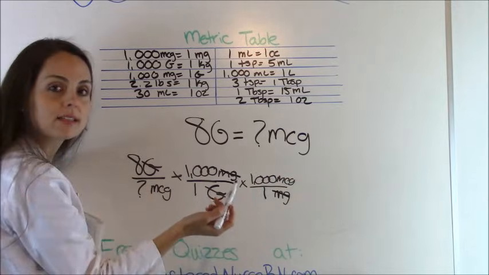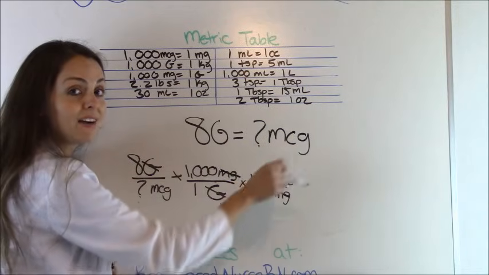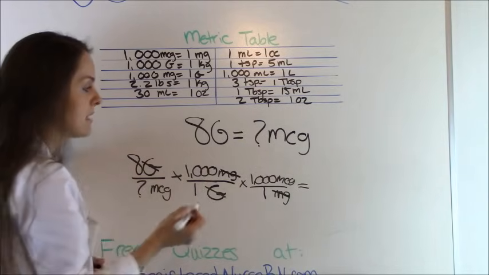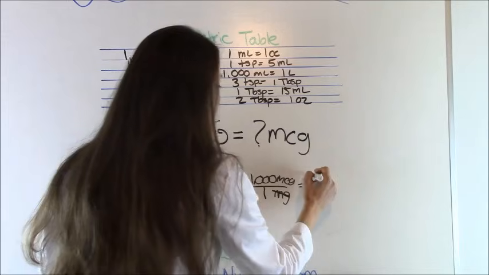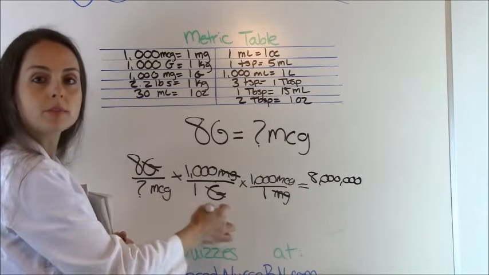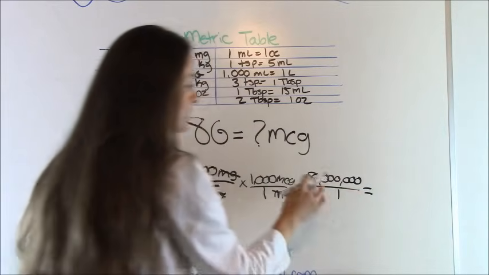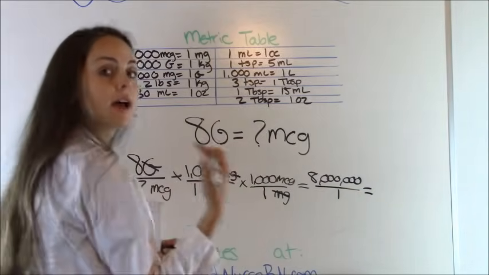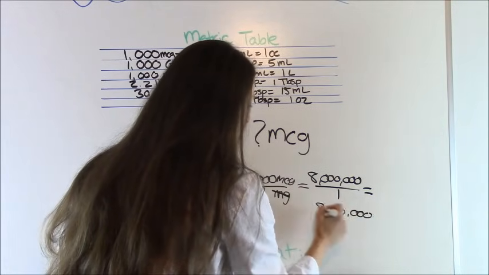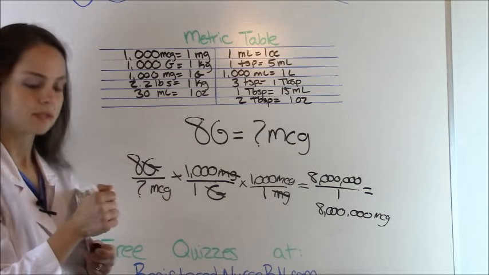Okay, and what was the problem asking us for? It was asking us for micrograms. So we are done. We can multiply and divide now. So you're going to take 8 times 1,000 times 1,000, which equals 8 million. And you're going to multiply on the bottom. 1 times 1 equals 1. And then you're going to divide. 8 million divided by 1 equals 8 million. So there are 8 million micrograms in 8 grams.